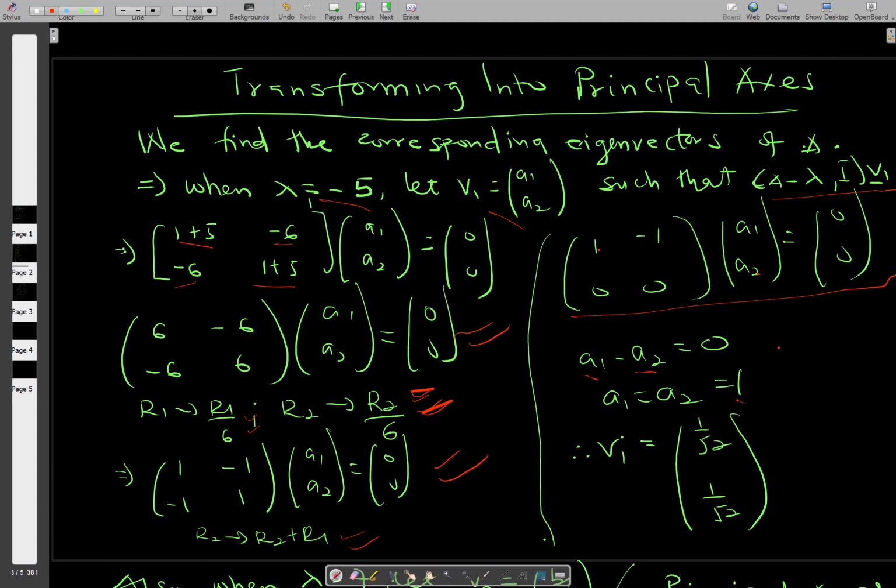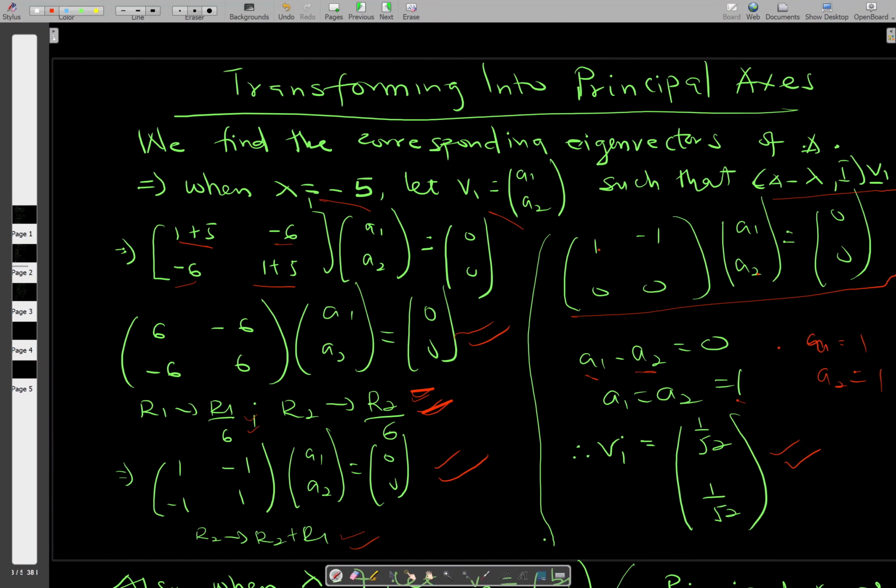Okay, or in short, a1 is equal to the coefficient of a2 and a2 is the coefficient of a1. Okay, so each of them have coefficient 1, 1, and therefore a1 equals to 1, a2 also equals to 1. So our v1, that's the normalized eigenvector, is given by 1 over root 2, 1 over root 2.